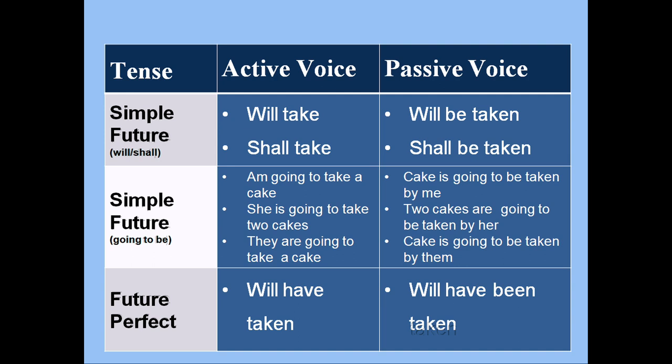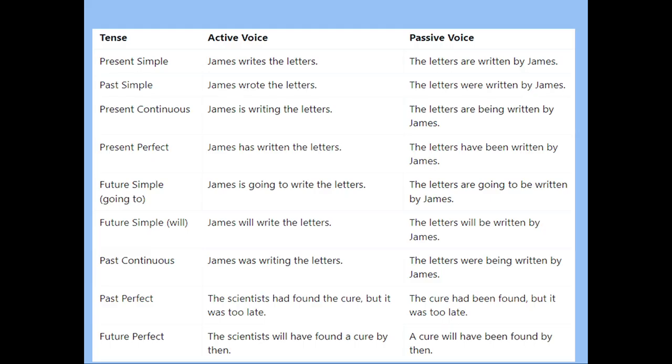And future perfect, will have taken. How will you identify that it is future perfect tense? If it has will have and the form of verb, it changes into will have been taken. Now let's come to the sentences. Children, this will take some time to practice and I'm sure you will be able to master it. Now let's take some sentences and change them from active voice to passive voice.